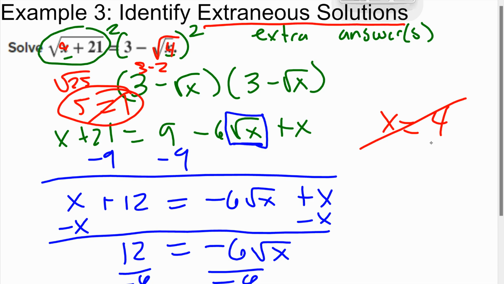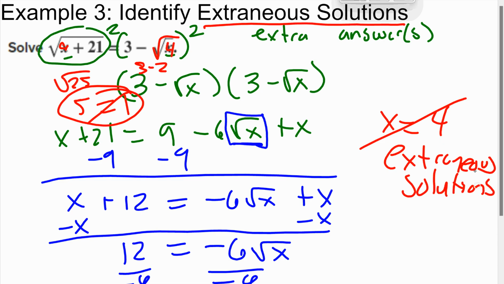Now, sometimes you might get multiple answers, and some of them are going to be extraneous, which means when you plug them back in, they don't work. Okay, so make sure you check your answers. This is called an extraneous solution, because when I plugged it back in, it didn't work.